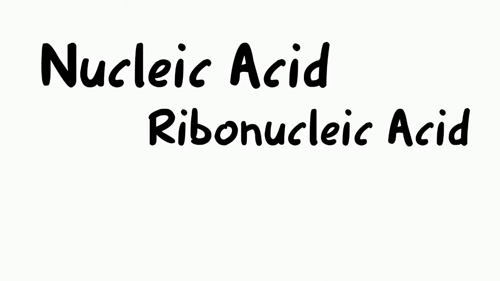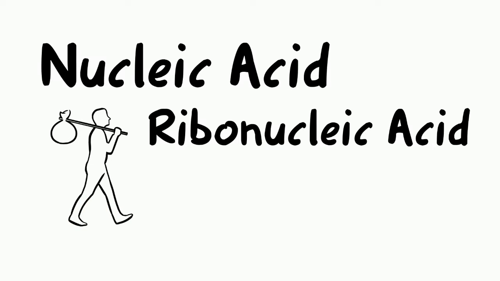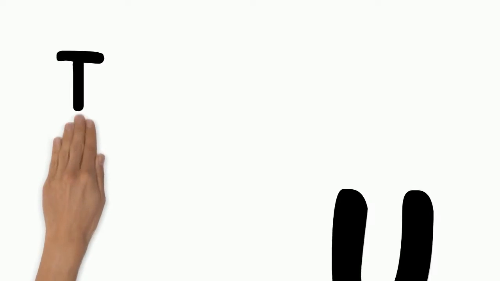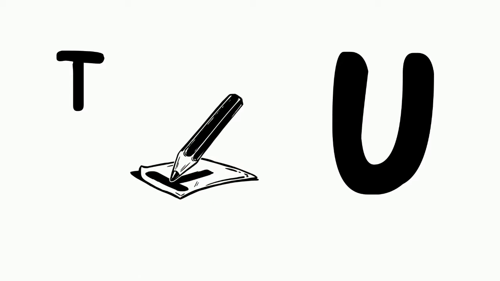Another kind of nucleic acid is called RNA, or ribonucleic acid. It's like DNA, but it has one strand, and it can also leave the nucleus. Also, instead of thymine, it has the nitrogenous base uracil. The process of making RNA from DNA is called transcription.